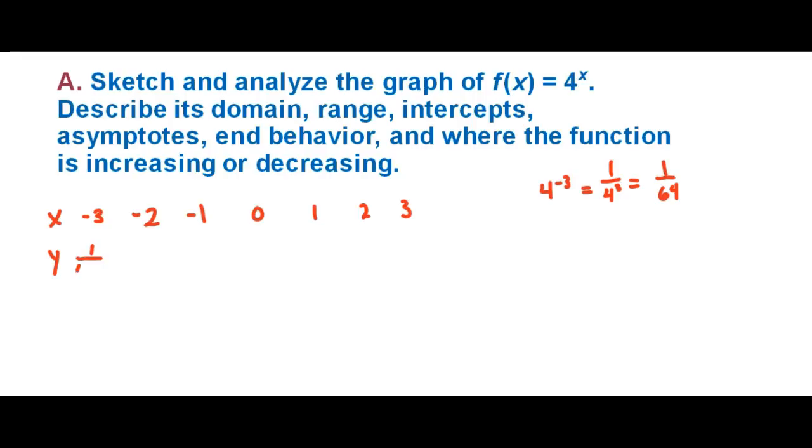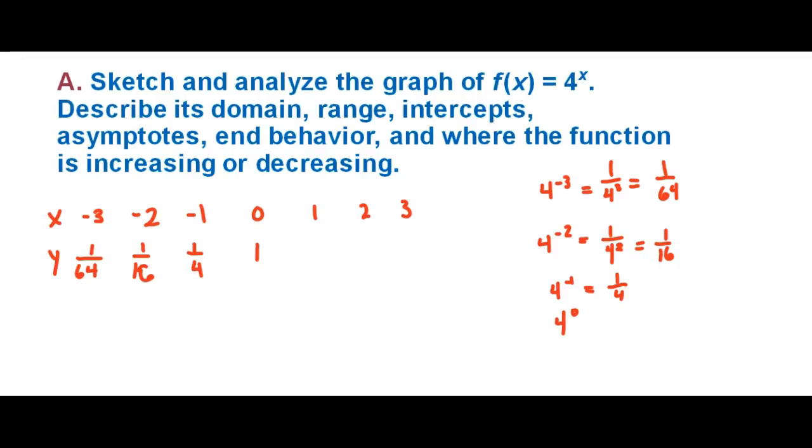1 over 64. And then 4 to the -2nd power in the same way will be 1 over 4 squared, which is 1/16. So we have 1/16. And then 4 to the -1st power is simply 1 over 4 to the 1st power. Remember, any variable or any number to the 0th power is always going to give you 1.